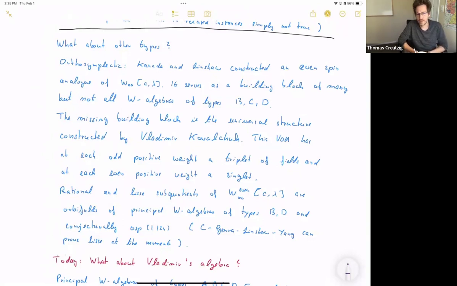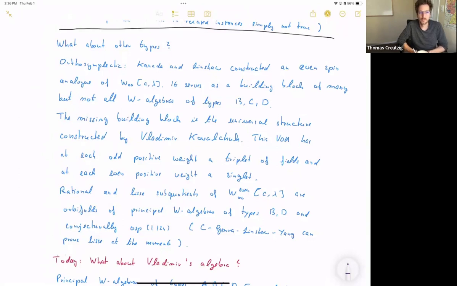And Vladimir has also given a talk in here, and probably some of you know. So he has constructed a third universal structure. In that case, it has at each odd conformal weight a triplet of fields, which you should think about as an adjoint of SL2, or better as an adjoint of SP2. And then at each even conformal weight, it has a singlet.